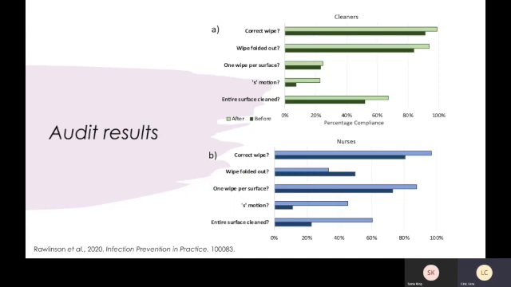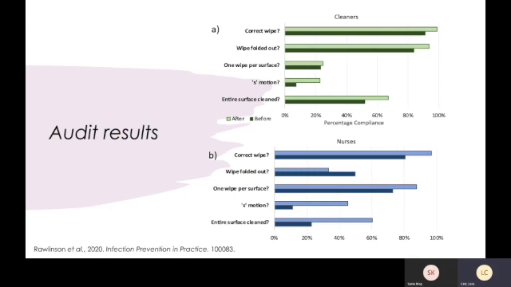And then for the nurses, the data you can see on the bottom graph here. So again, pretty good. Oh, I'm afraid I've cut off the before and after. So the after is the lighter blue and the before is the darker blue. So an improvement certainly in the correct wipe being used, although this was pretty good at the beginning also. And using one wipe per surface was also pretty good before training, and a significant improvement was seen after training.